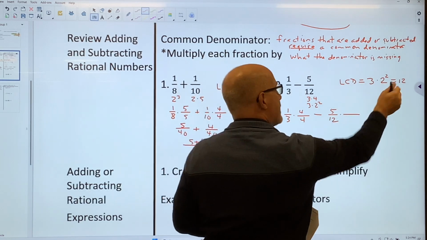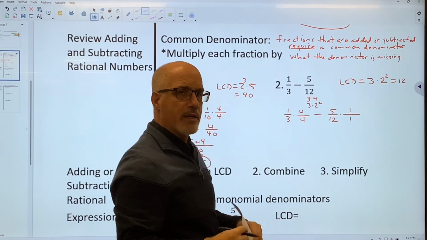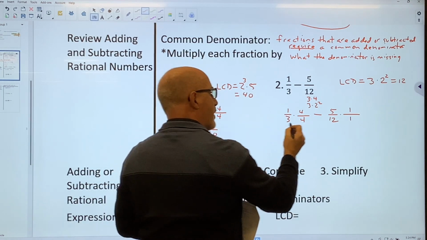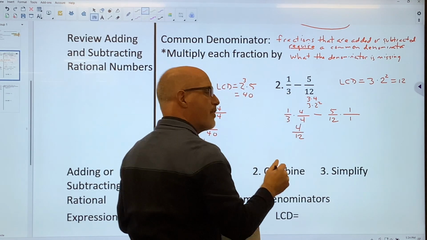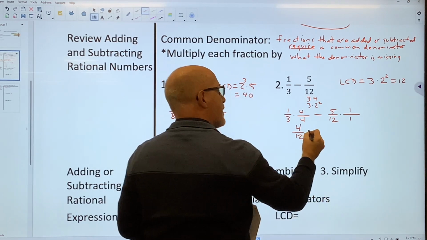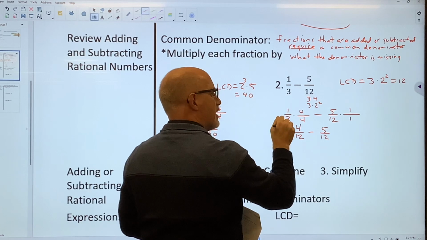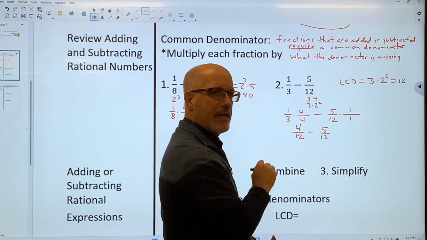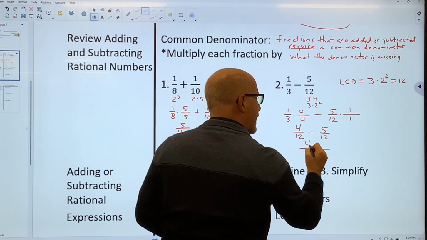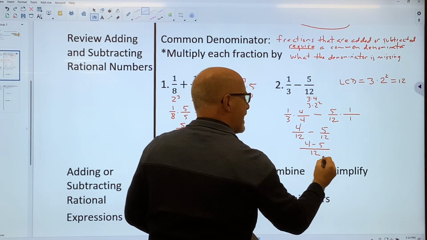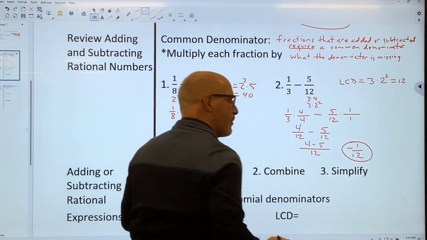This 12 is not missing anything, so you don't have to write this, but think of it as multiplying by 1 over 1, because it has the common denominator already. So this will be 4/12. 4/12 is the same as 1/3, just in a different form. Minus 5/12. Now don't reduce this one, because we did all that work to get the common denominator. So we're going to leave it with the common denominator and put the 4 minus 5 over the 12. That gives me -1 over 12 for an answer for that.